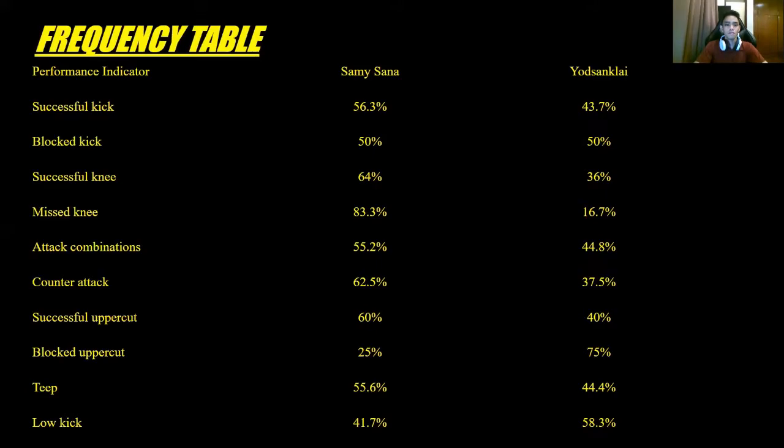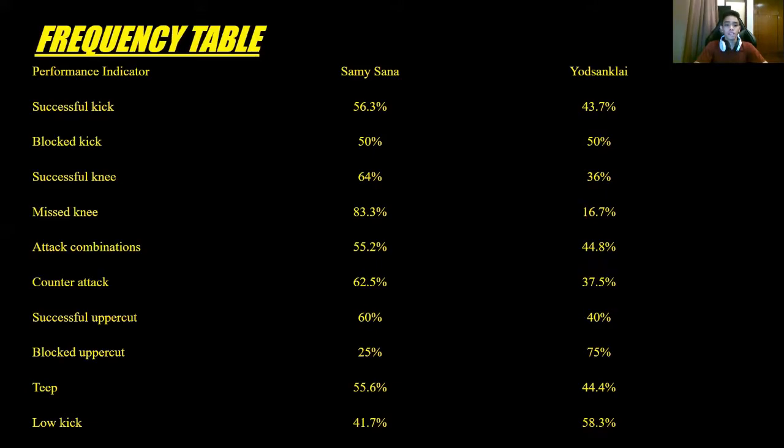So, moving on to successful knee, Semi Sana has a remarkable 60% successful knee, while Yod Sang Klai has only 36%. This shows again that height matters, giving more advantage to Semi Sana to attempt more successful knees than Yod Sang Klai.